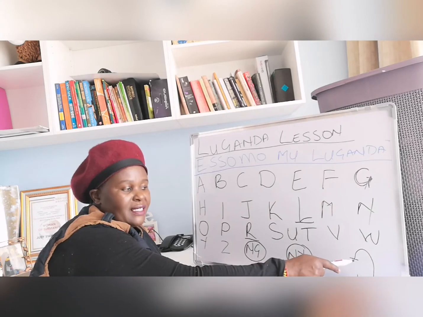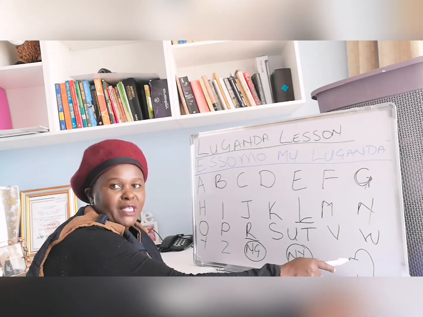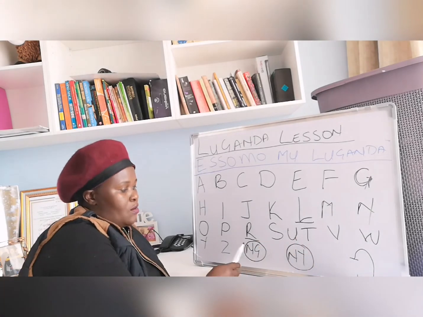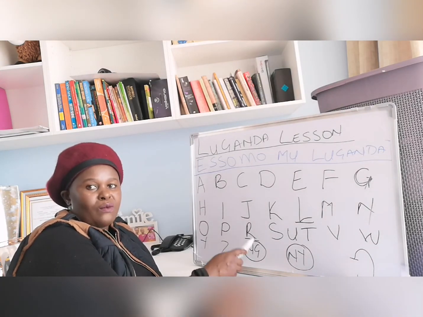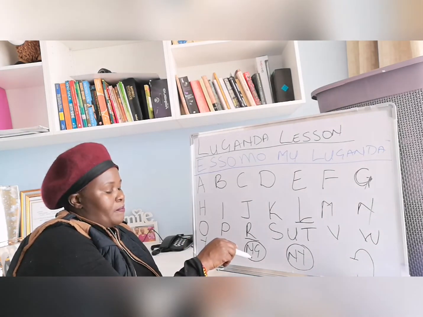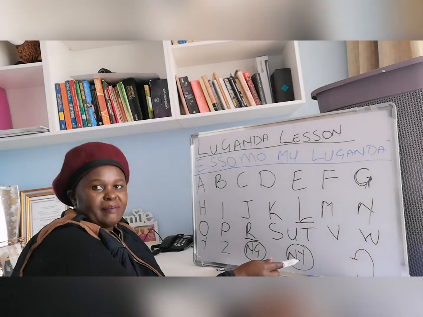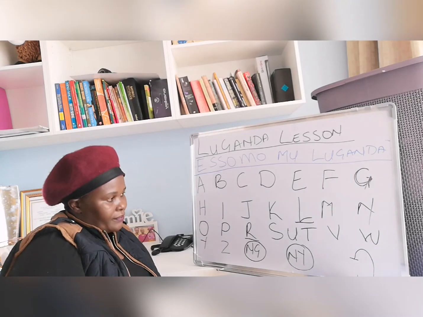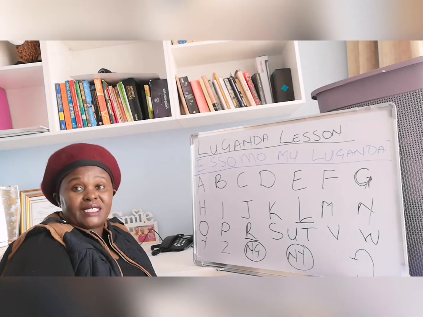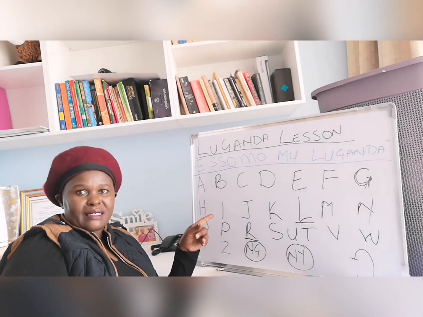Unfortunately, we can't find this letter on the keyboard. So instead of using nga, we use this ng, nga. Nga, one word, nga. Ny, nya. Nya is also one word. So this is the Luganda alphabet.